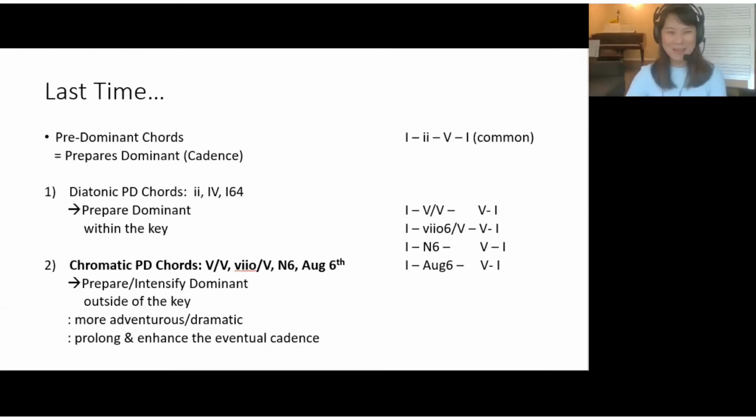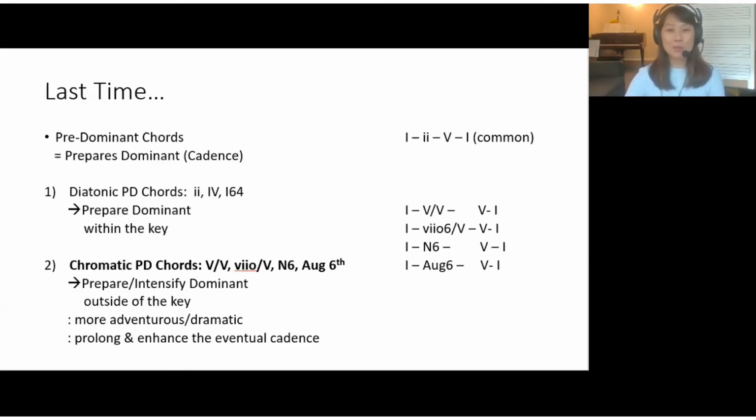And you can have that. So it's a lot more adventurous way to have the cadence, I think. So there were two types of predominant chords. Number one, diatonic predominant chords, and we know that they all belong to the key: 2, 4, and 1, 6, 4 cadential. They prepare the dominant within the key.